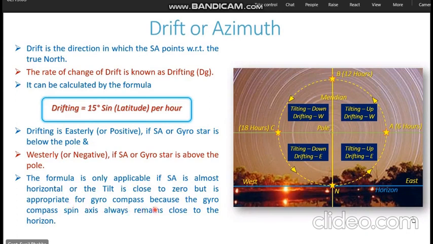It is appropriate for gyro compass because the gyro compass is designed in such a way that the spin axis always remains close to the horizon. So we will not be or cannot use this formula to find the drifting of the star throughout its motion, but it is appropriate for us for the purpose of a gyro compass.